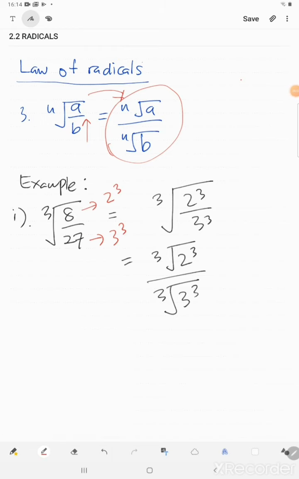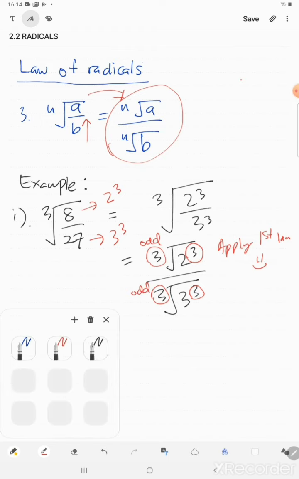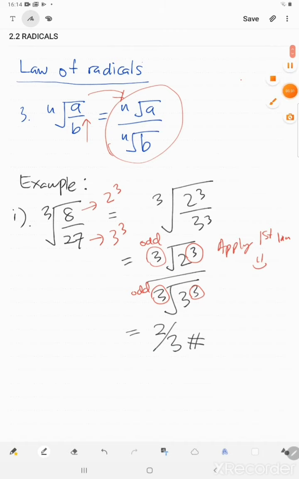We apply the first law, where we have an odd number and the value is the same. Here we have 3 and 3, and an odd number. So the answer for this question is just what's inside the radical sign, 2 over 3.